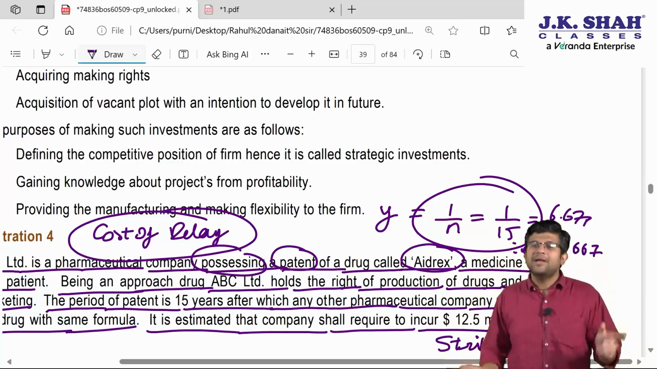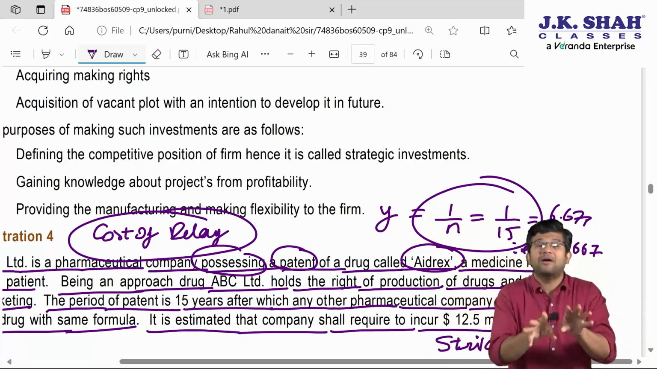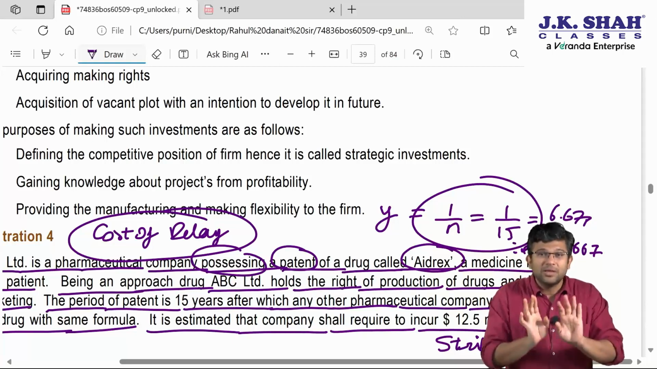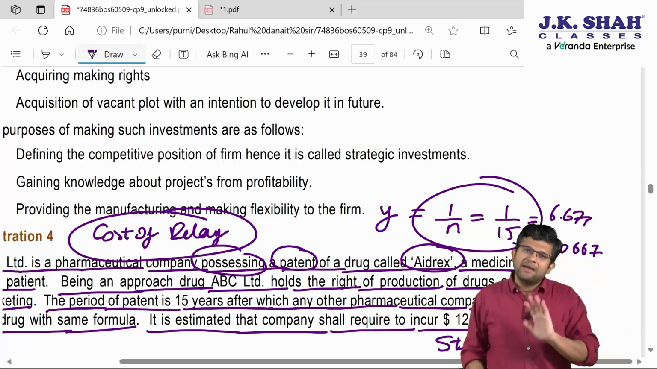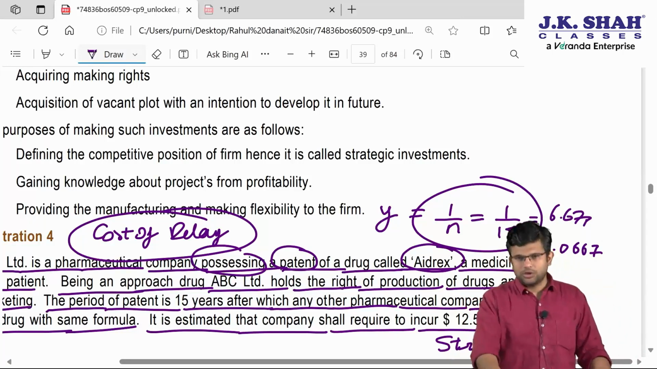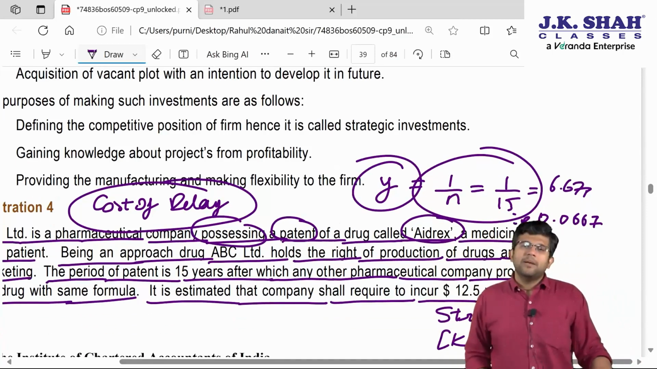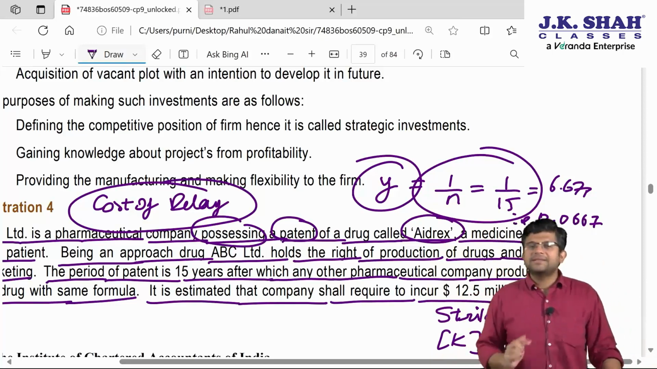And I'll again repeat, what is that 6.67%? You are just trying to make the manufacturer aware that start soon, there is an earning waiting for you. The more you delay, the more you will lose 6.67% per annum. Everybody clear till here? So that is basically the discussion on cost of delay. Now that you have understood that there is a dividend yield in this overall calculation, how do I incorporate it in Black-Scholes? That is the next step.